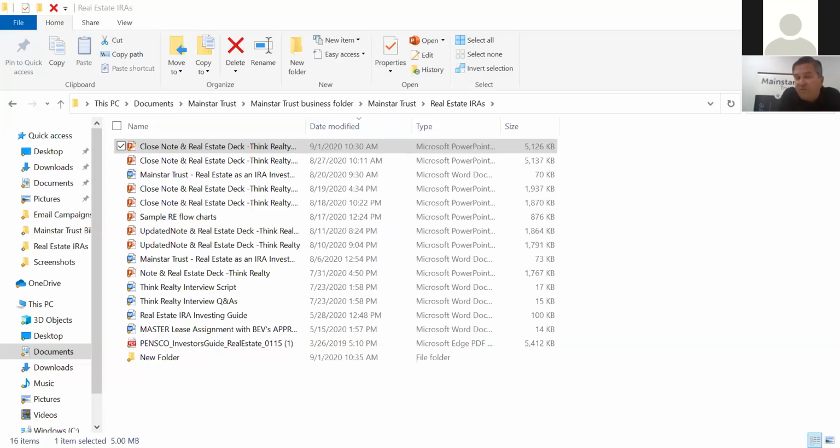And again, the 25% has to flow back to be recorded in the IRA, the income, that is, and then Mainstar would pay 25% of the expenses, sending checks or wires for those expenses.